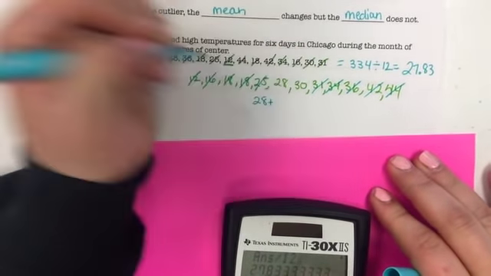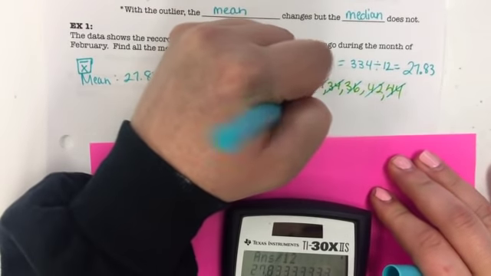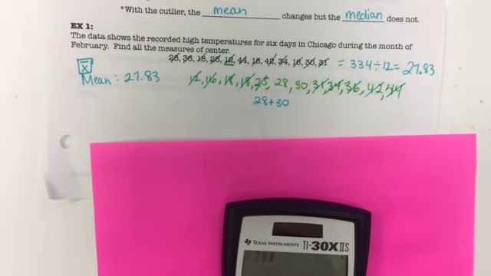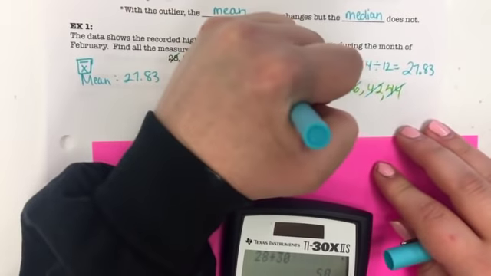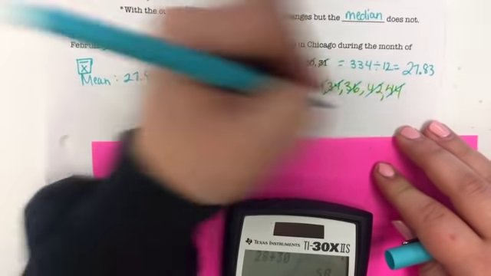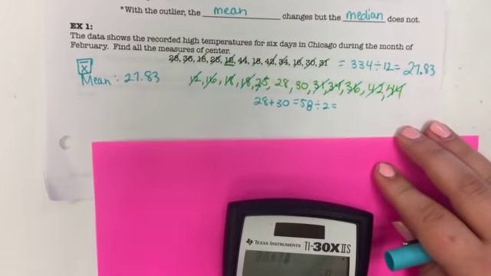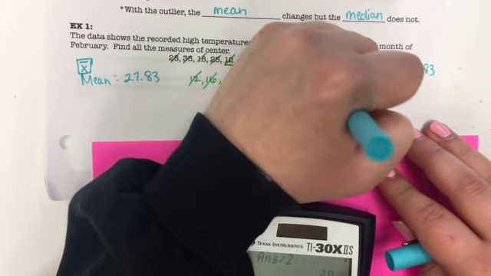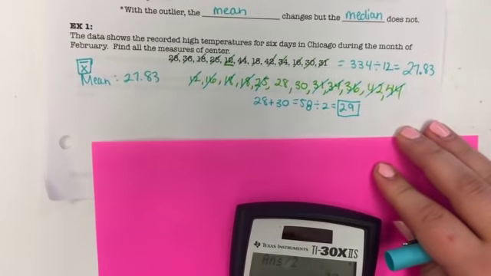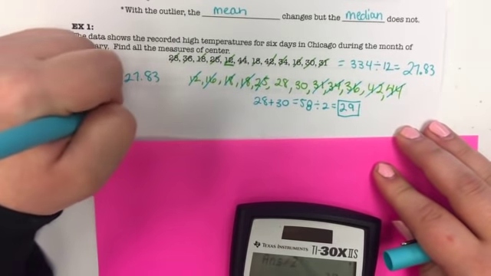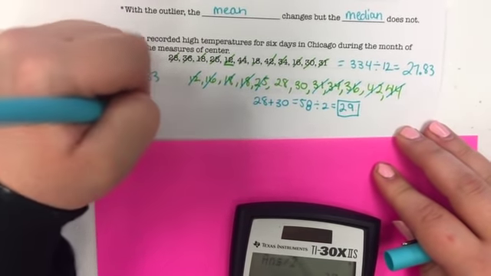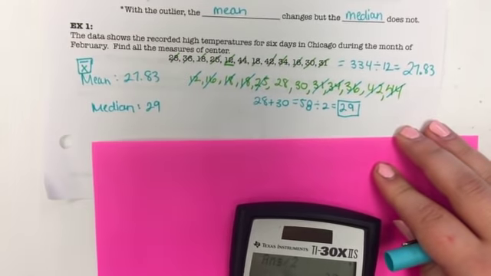So using our calculators, we're going to take 28 plus 30. And that should be 58. And then we can divide that 58 by 2. And that should give us a median of 29. So over here on the side, we can list our median as 29.